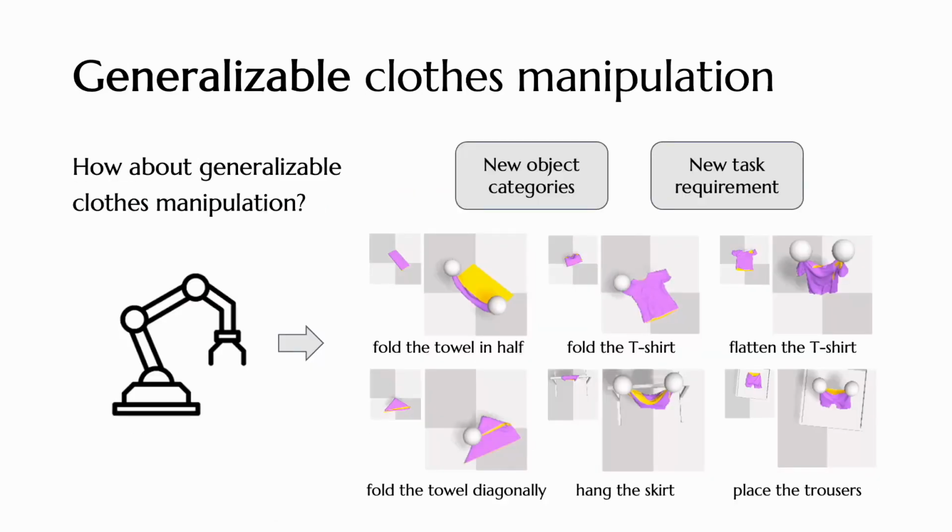So our motivation is to achieve generalizable cloth manipulation. Generalizable cloth manipulation means the robot can perform well on diverse tasks and generalize to new object categories and new task requirements. For example, transfer the skill from a t-shirt to a skirt, or from folding a towel in half once to folding it twice.